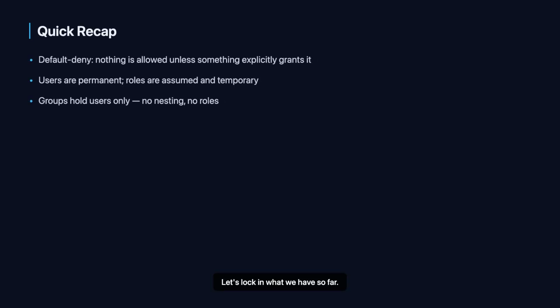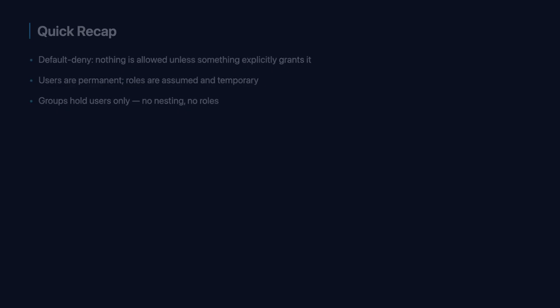Let's lock in what we have so far. First, default deny. Nothing is allowed unless a policy explicitly grants it. Second, users are permanent identities with long-term credentials, while roles are assumed and hand out temporary credentials. And third, groups hold users only, no nesting and no roles. Keep those three in your pocket, because the next piece builds directly on the role.